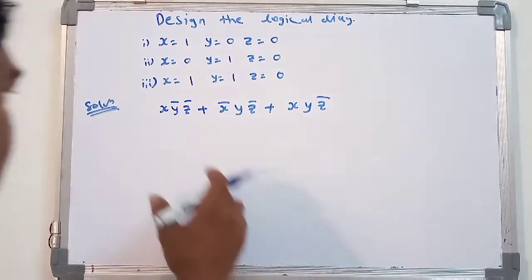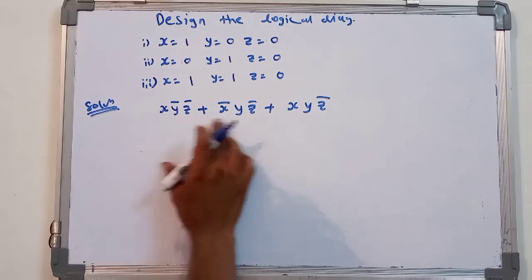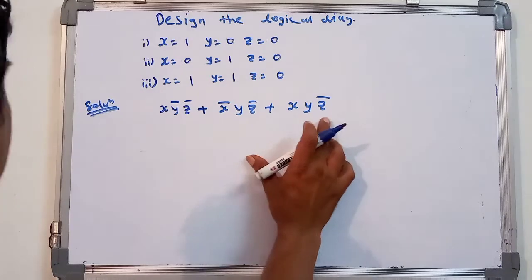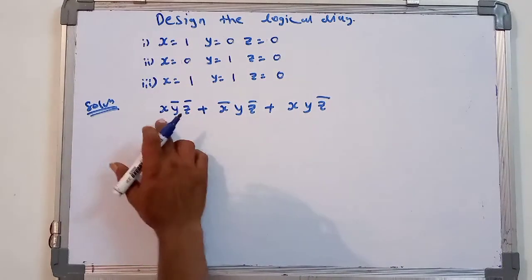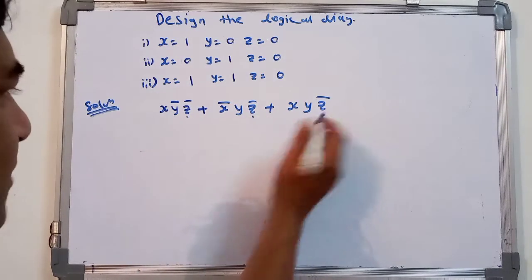So consider the value, that is x, y bar and z bar, plus x bar, y and z bar, plus x, y and z bar. Now in this equation, this z bar and z bar is common.